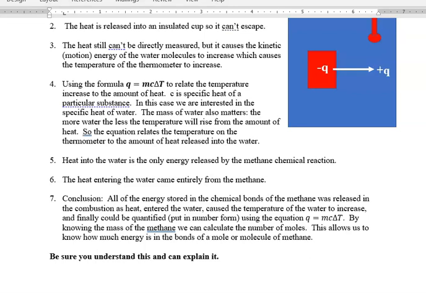By knowing the mass of the methane, we can calculate the number of moles. If you know the mass and you know the molar mass of the substance, then you can figure out the moles. This allows us to know how much energy is in the bonds of a mole, or even a molecule, if you want to do the calculation, of methane. So that's all there is to calorimetry. So be able to give that explanation by Thursday on the test.